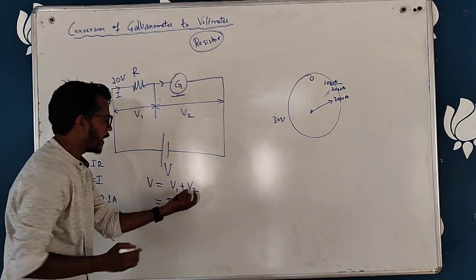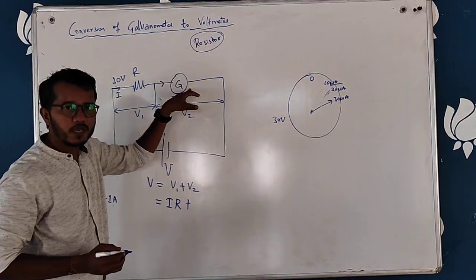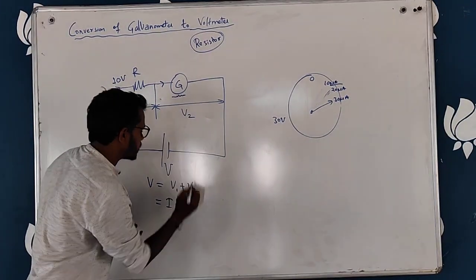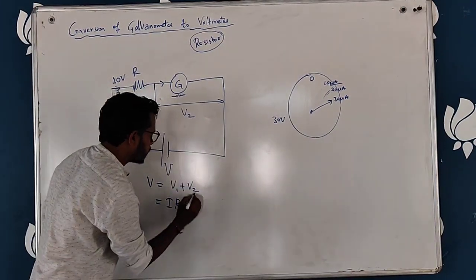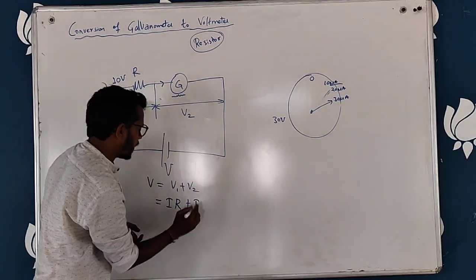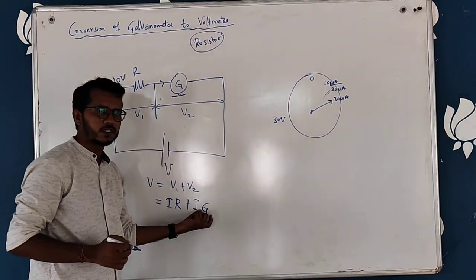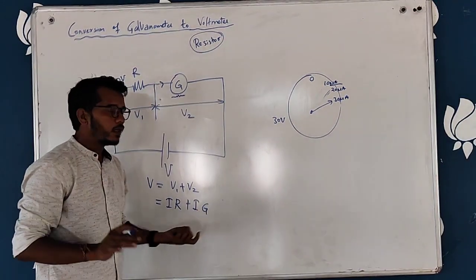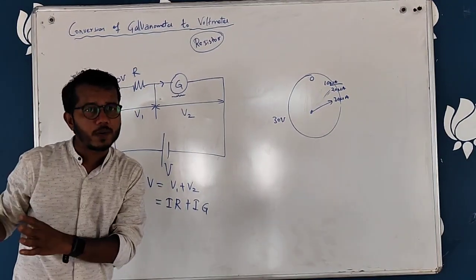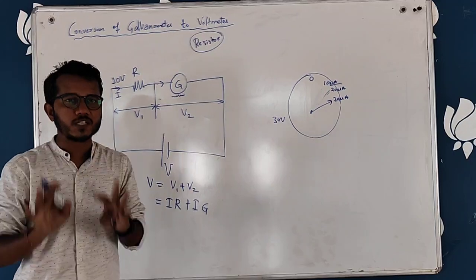Our main focus is this, and V2 is nothing but the potential drop across the galvanometer resistance. This I can write as whatever current is flowing through it, the I value, and the resistance I can mention as the G value. Whatever current is measured in the galvanometer, we are taking it as the Ig value.